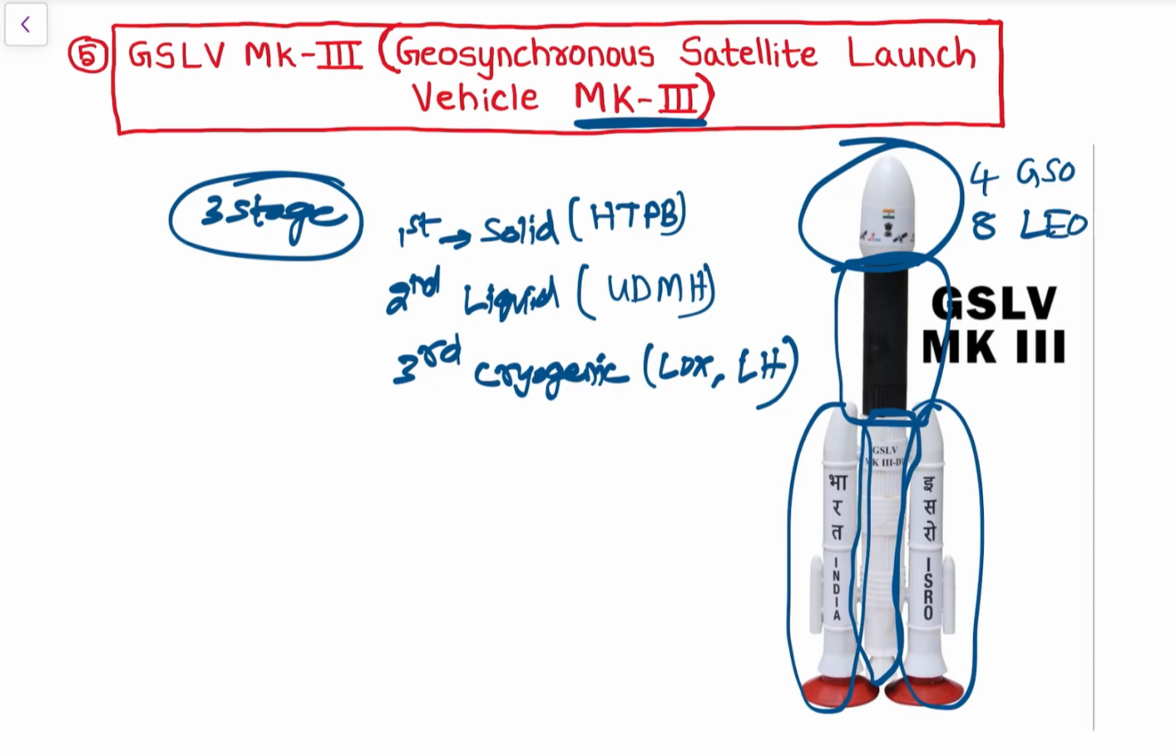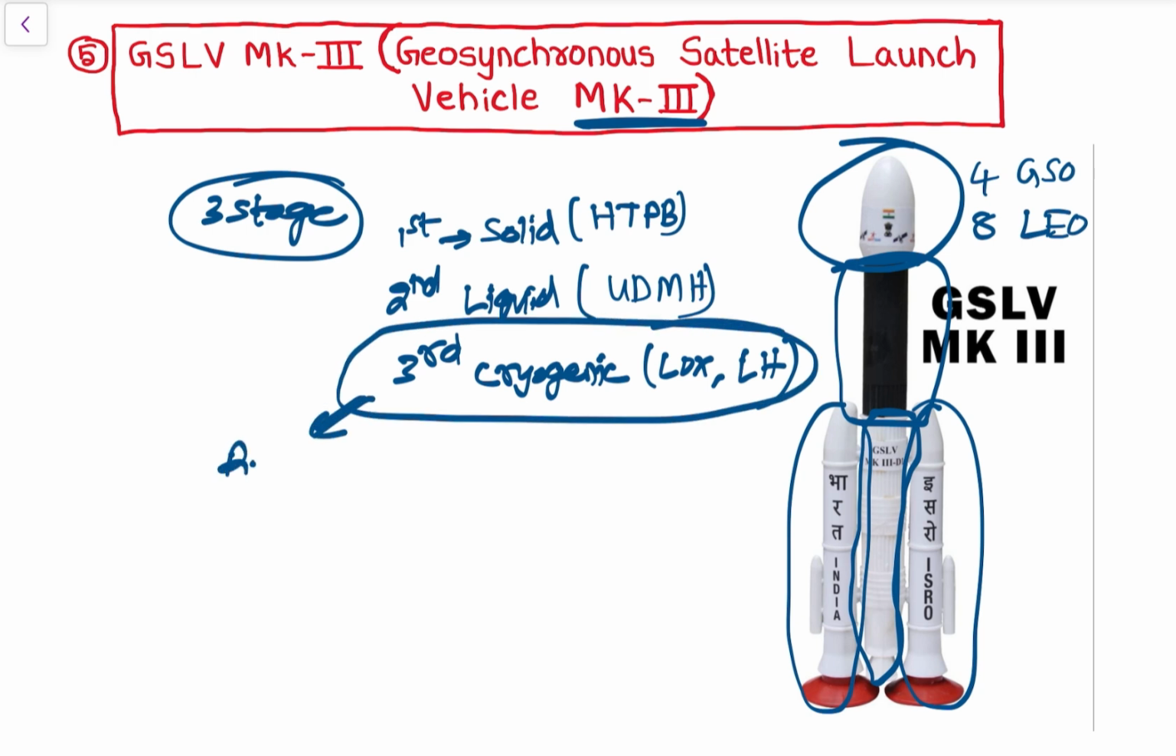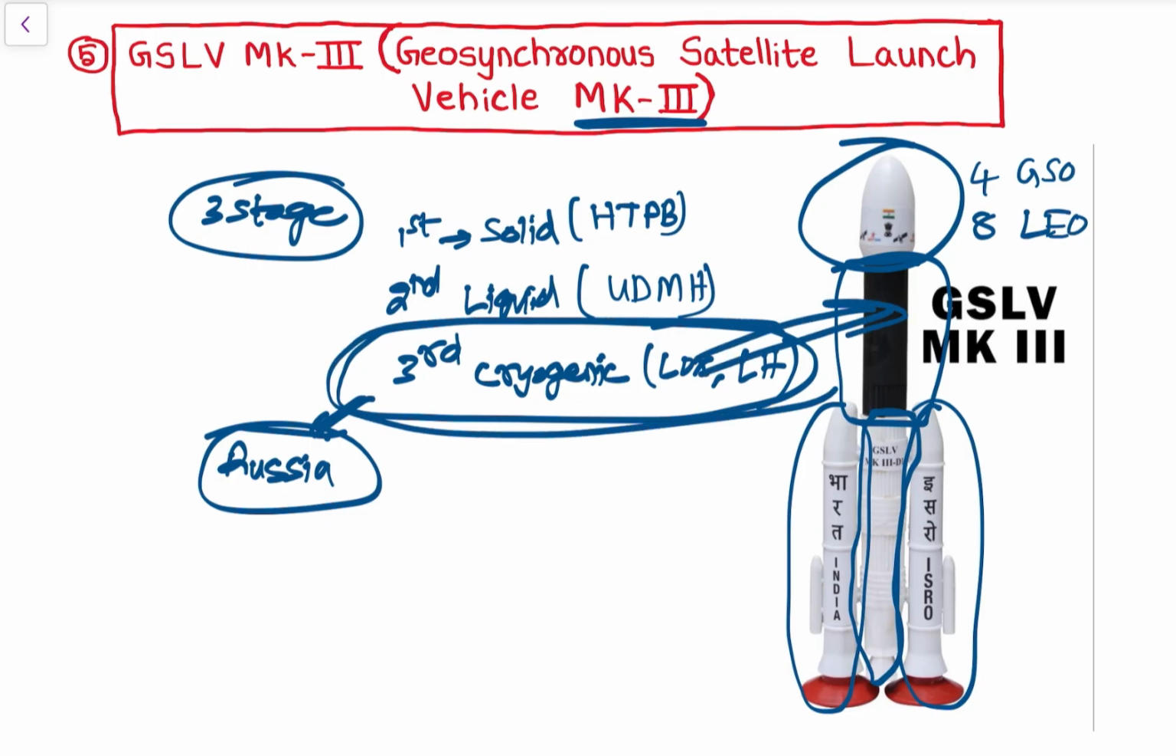So these are the ones we are mostly using now: PSLV, GSLV Mk2 and GSLV Mk3. Mk3 also we developed. For cryogenic we were initially relying on Russia, but now we have developed our own indigenous cryogenic engine. In Mk3 we are using our own indigenously developed cryogenic engine.